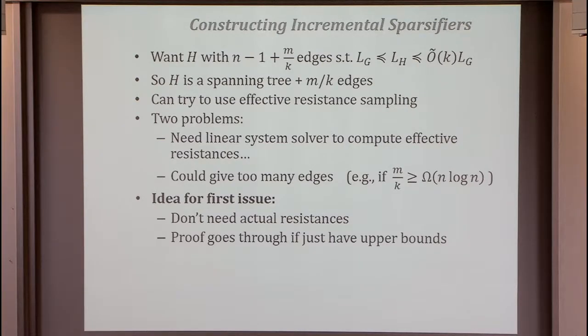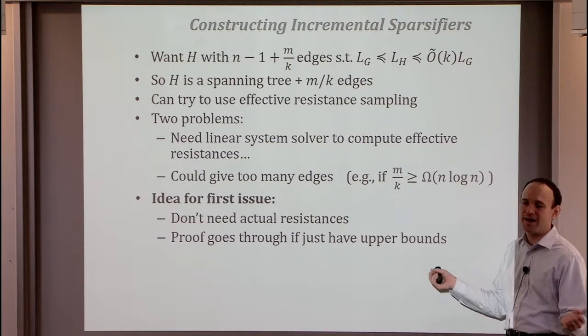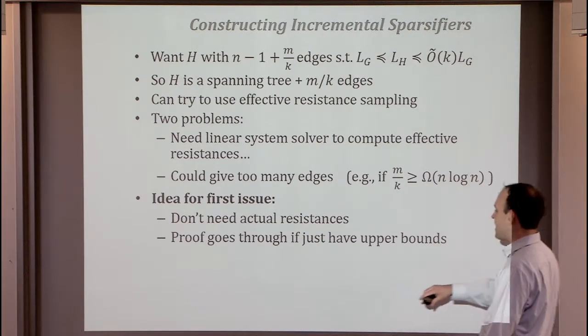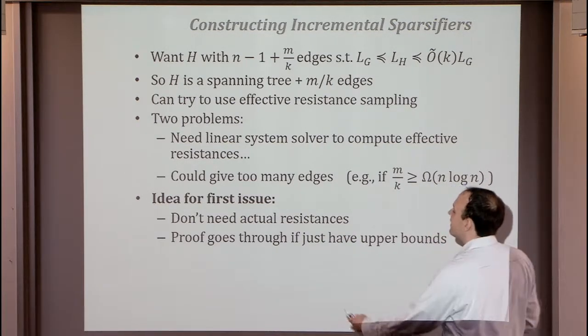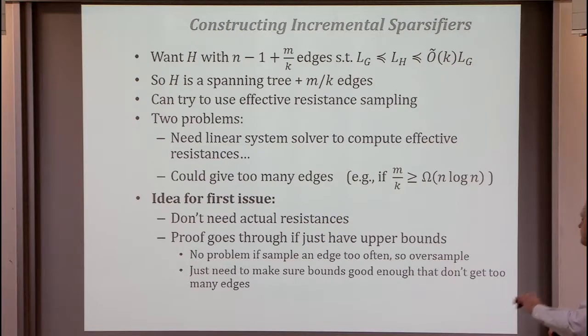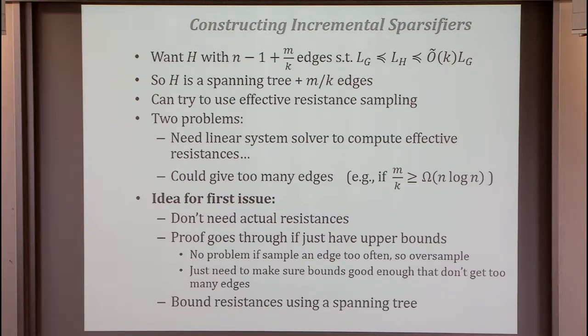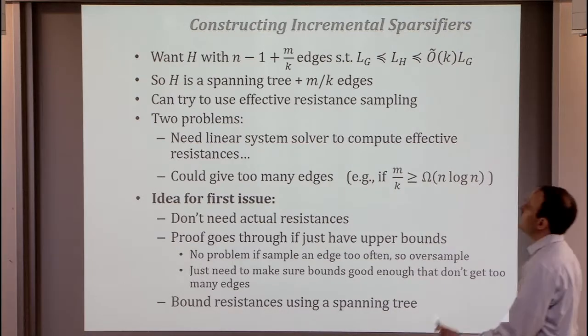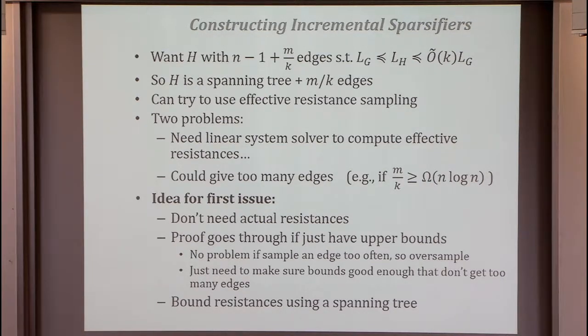Nikhil showed in his talk that if I sample things more than I'm supposed to, it's just as good. If I get some lower bound on the effective resistances, that's fine. I might be doing overkill. I might be taking more edges than I need, but I'm not breaking anything. So we're just going to use an upper bound on the effective resistances. It will just result in oversampling and taking too many things. We have to make sure we can do that in a way that doesn't cause too many edges. The idea here is to use a spanning tree to bound the effective resistances. Let me talk about that, and I'll come back to the too many edges.